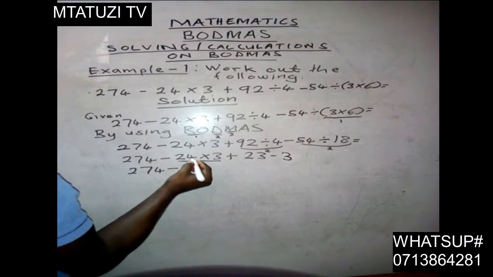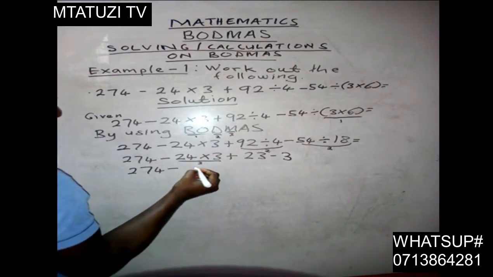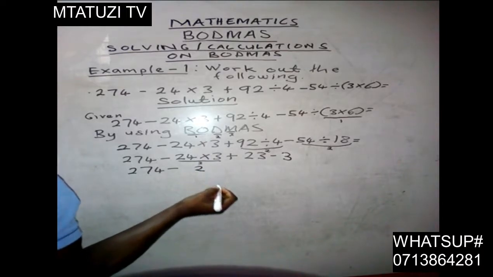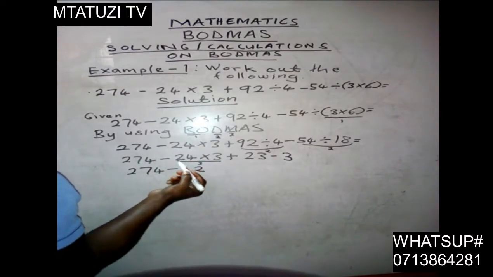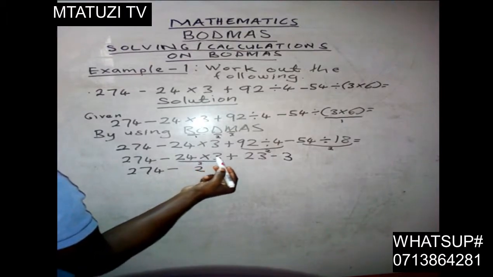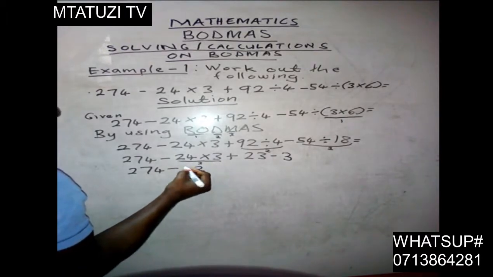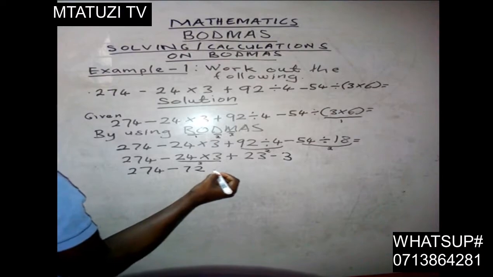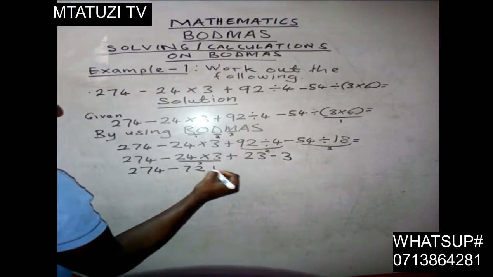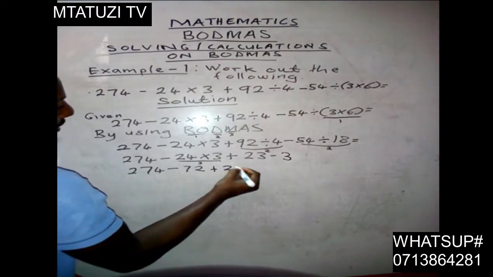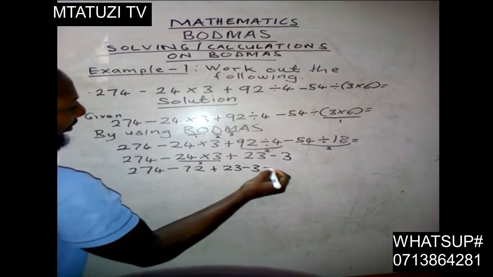24 times 3. 4 times 3, you get 12. You get 2, carry 1. 2 times 3 you get 6, plus 1 is 7. Okay, you have already multiplied there. Plus 23 minus 3 is equal to.